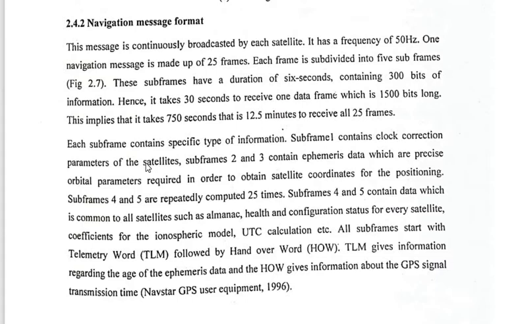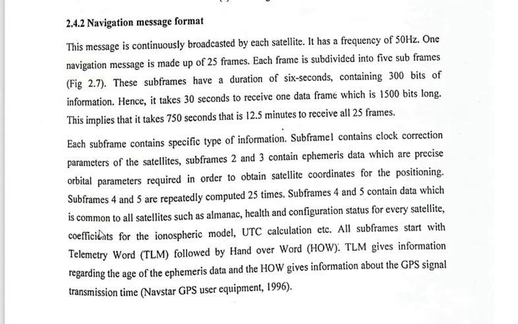So in subframes 2 and 3, you will be having the Ephemeris data, which gives you the precise orbital parameters, meaning at present what is the condition of the satellite and which path it is traveling, in order to obtain the satellite coordinates for proper positioning. At present, what is the situation of the satellite, in which orbit it is traveling, what is its health position, all that is given by your Ephemeris data. So subframes 2 and 3 will be containing your Ephemeris data.